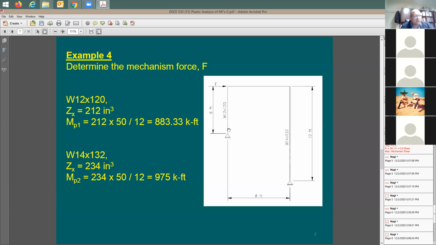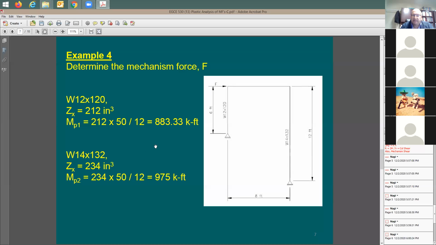The reason is because the height also is going to be in feet, right? So I'd rather keep everything in feet. Same thing for the second column. You have the ZX times F sub Y, divided by 12 to put it in kip-foot. Any questions? We're good about this MP calculation? Two different columns? All right.